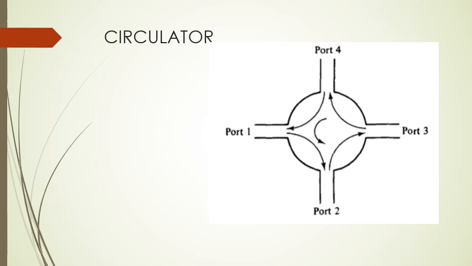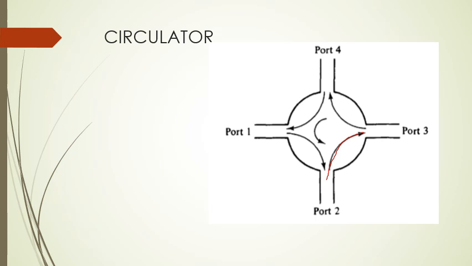As you can see in the diagram, the symbol of the circulator shows that whenever a signal enters from P1, it will be moving towards P2. Whenever it enters from P2, it will be moving towards P3, and from P3 to P4, and from P4 to P1.